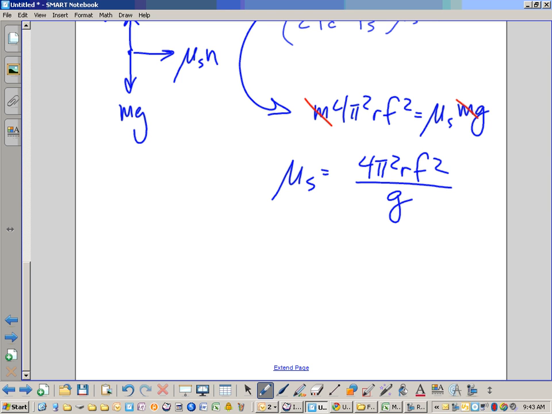Now let's do a quick dimensional analysis on that and make sure that it turns out. What should the units be for mu static? Nothing. It's dimensionless. So we got f squared, a frequency. What are the units for frequency? Revolutions per second. It's hertz, right?